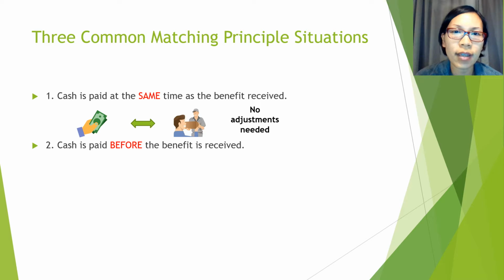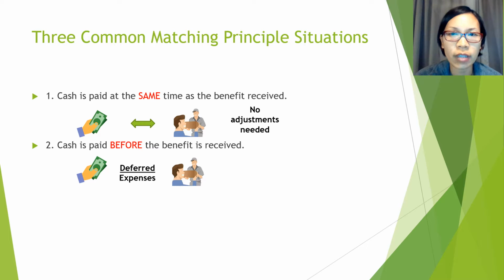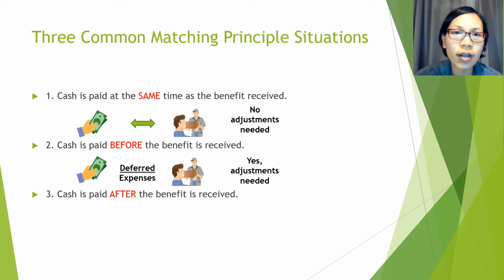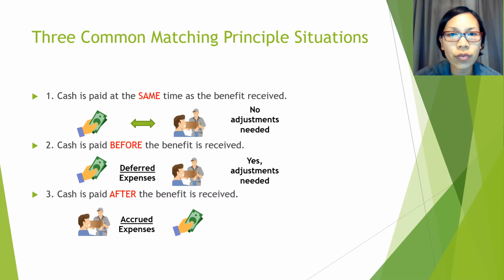The second case is when cash is paid before the benefit is received. In this case, you will have to defer the expenses until the benefit is received, and adjustments will be needed. The third case is when cash is paid after the benefit is received. In this case, you will have to accrue the expenses in the first year and increase liability, which is finally paid off in the following year. Adjustments will be needed.